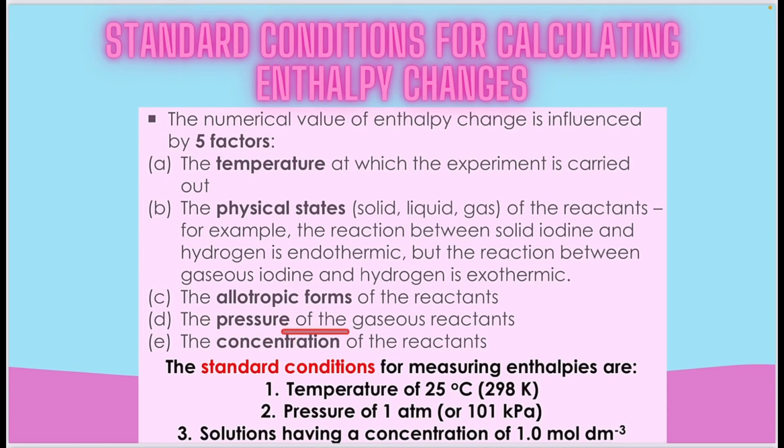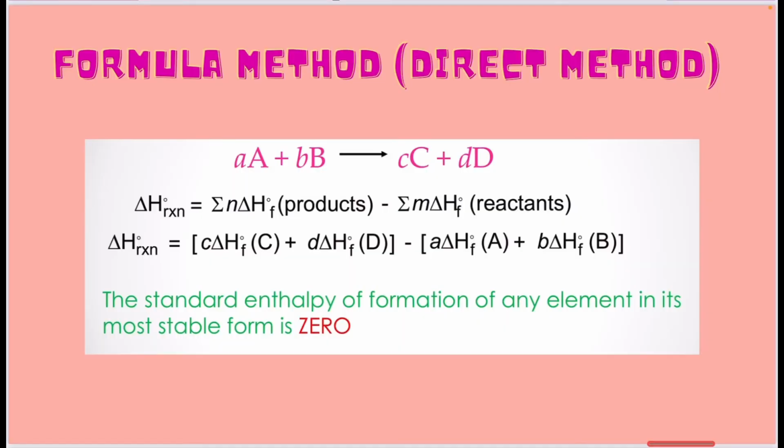Next is the pressure of the gaseous reactants. And the last one is the concentration of the reactants. The standard conditions for measuring enthalpies are temperature of 25 degrees Celsius, pressure of 1 atm, solutions having a concentration of 1 molar. For the formula method, the direct method, the standard enthalpy of formation of any element in its most stable form is 0.